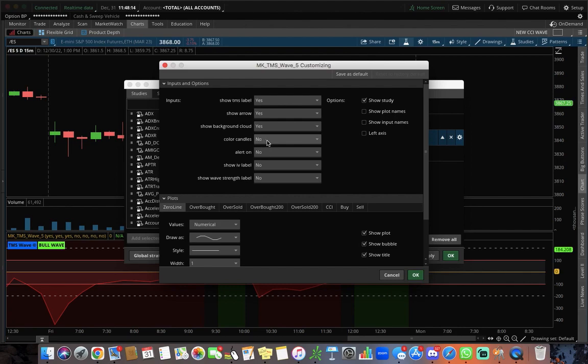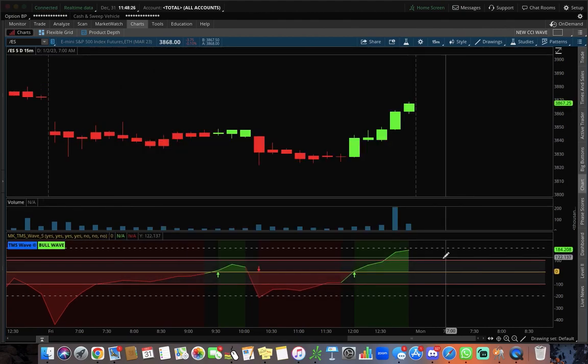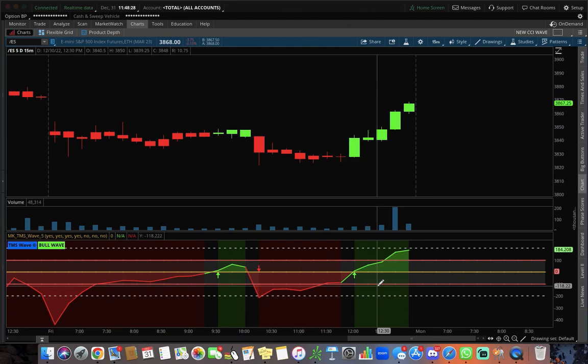This is right now no, and so you can see all the different colors of the different candles. But as I turn the candle color on, let's take a look and see what that does. Wow. Well, that really helps to identify, right?